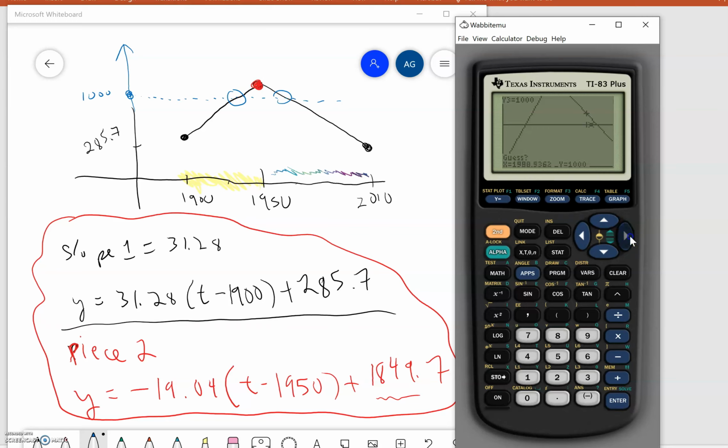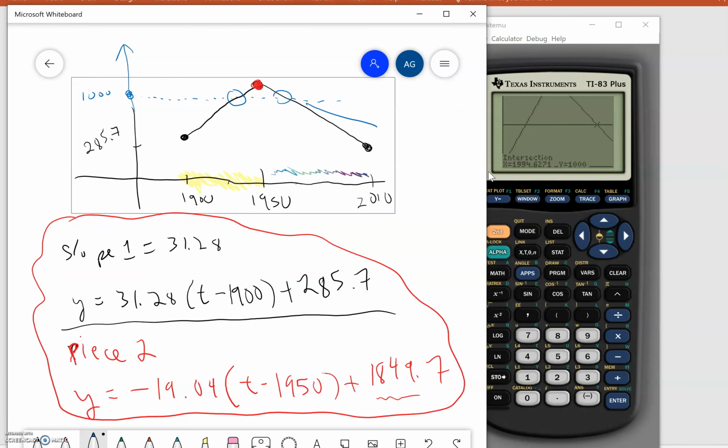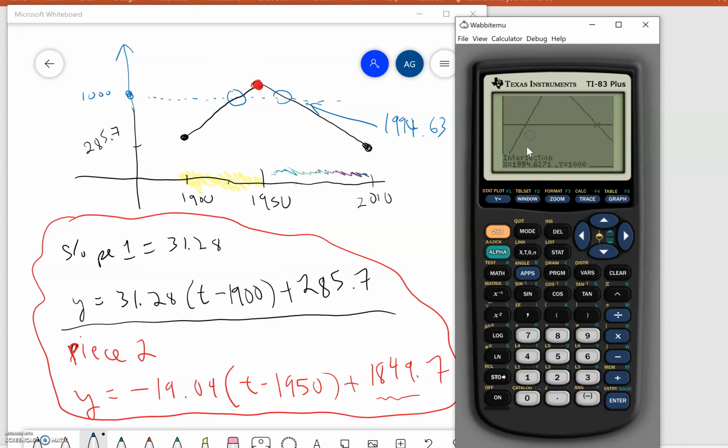You have to also understand when I say curve, we just mean the function, so it doesn't actually have to be curving. So there's my guess. And there is our downwards intersection in 1994. So let's write that down. Actually, I'll put it up here. That's 1994.63.